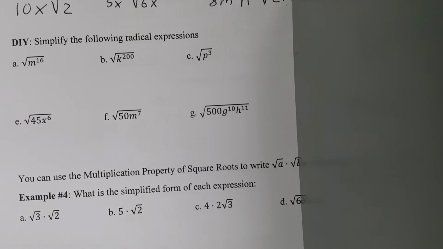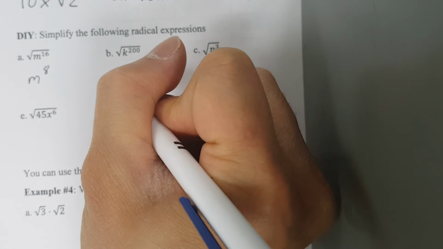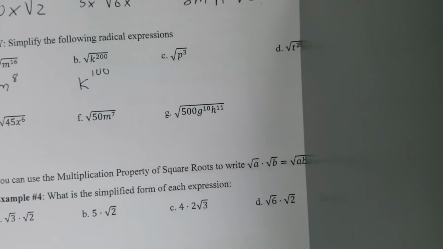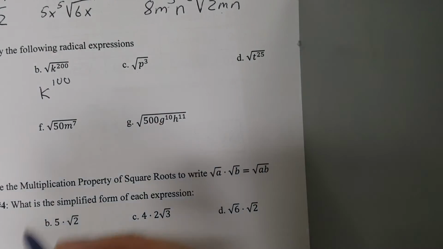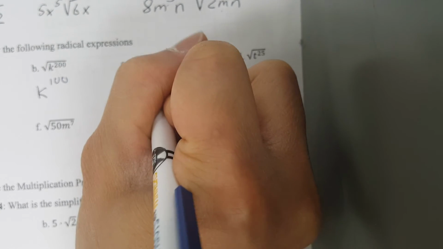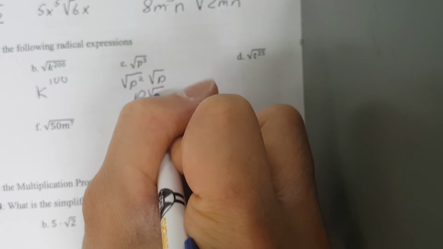Okay. So the answers for DIY: A is m to the 8th. B is k to the 100th. C, we're going to split up p to the third. It's an odd power, so what I do is p squared times p. And so my answer is just p radical p.